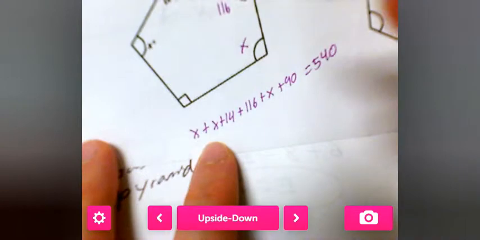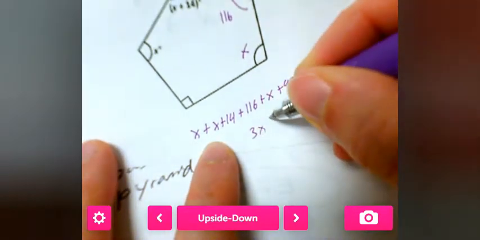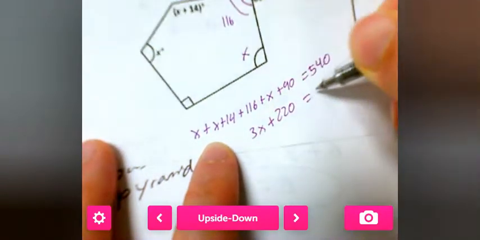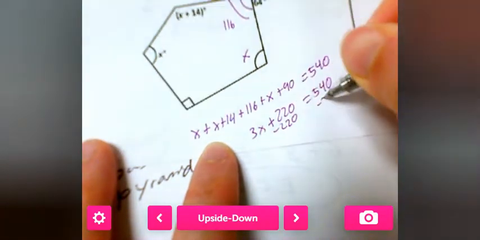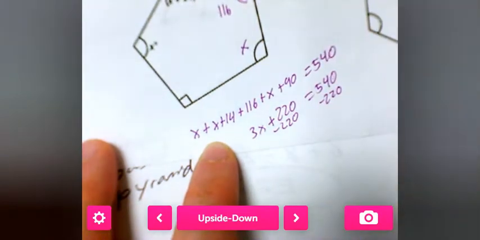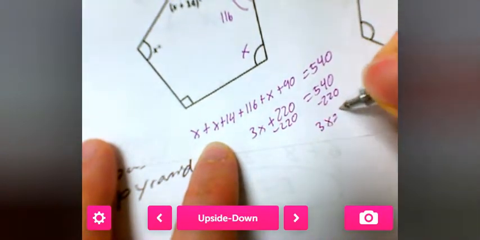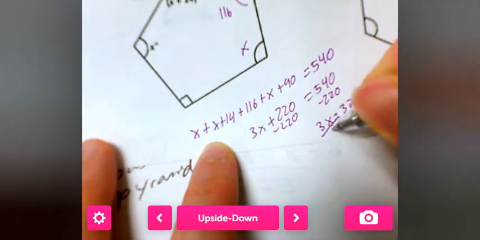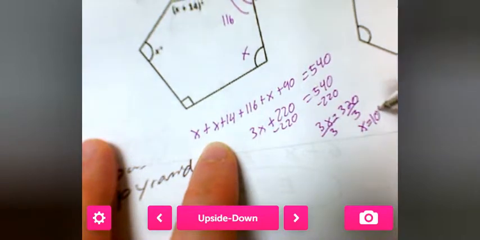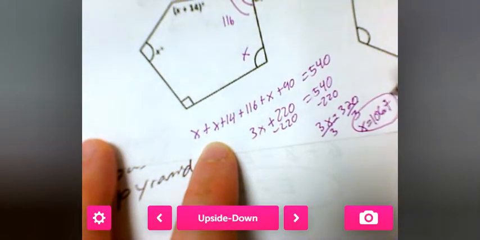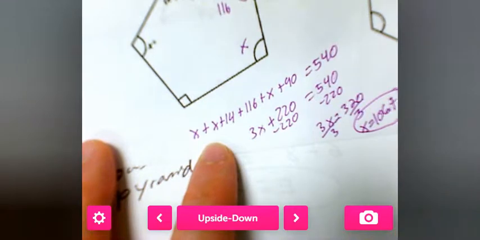So I'm going to add everything together. I get 3x plus 220 equals 540. I subtract 220 from both sides. I get 3x equals 320. I divide both sides by 3. I get x equals 106.7. And that's my answer. We're just going to do those two. I'll leave the other two alone.